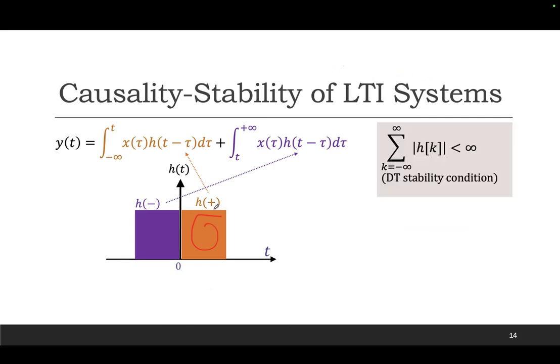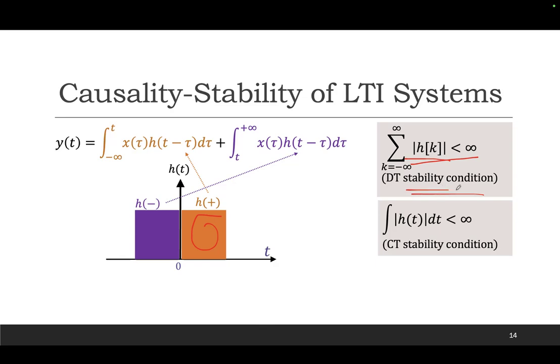Otherwise, it will be non-chiral. And for stability, if your impulse response has this condition, then your system will be stable. And for the CT system, if you have this condition, then your system is stable. Otherwise, it will be non-stable.